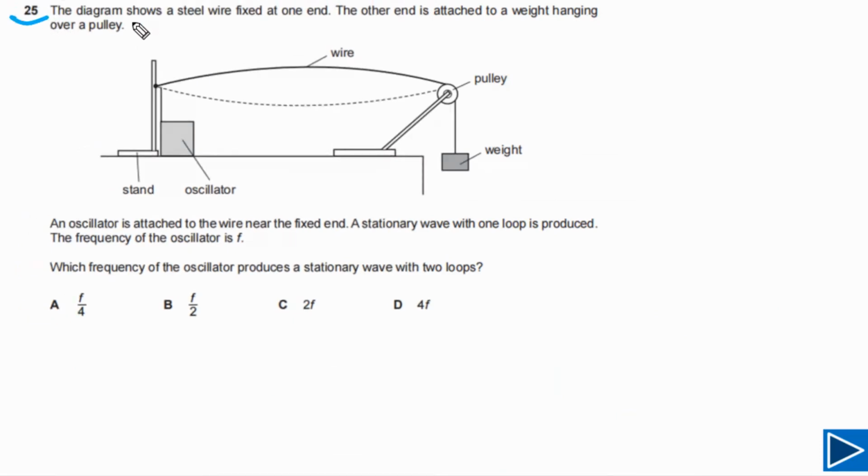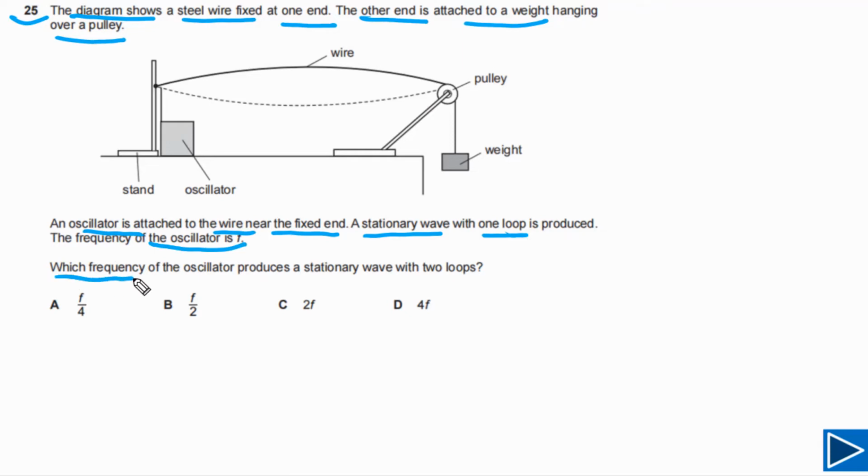For question number 25, it is given to us the diagram shows a steel wire fixed at one end. The other end of the wire is attached to a weight, and the weight is hanging over a balloon. An oscillator is attached to the wire near the fixed end. A stationary wave with one loop is produced, and the frequency of the oscillator is F. Which frequency of the oscillator produces a stationary wave with two loops?